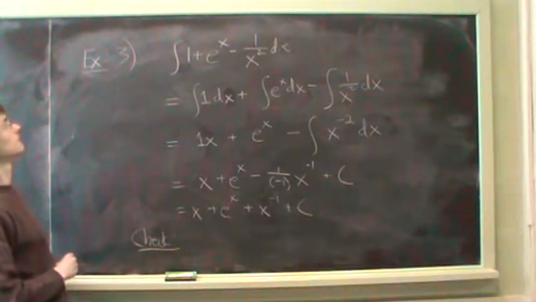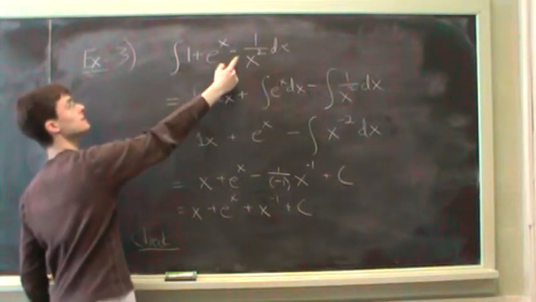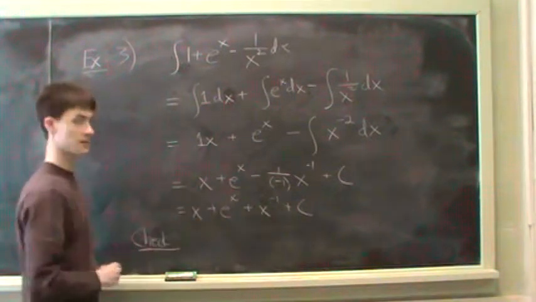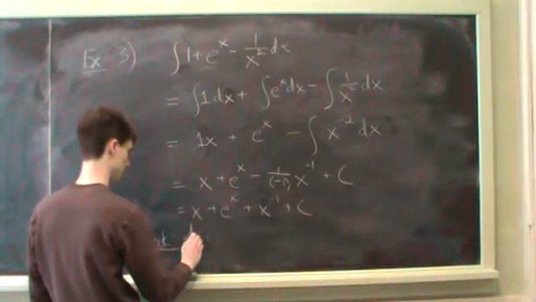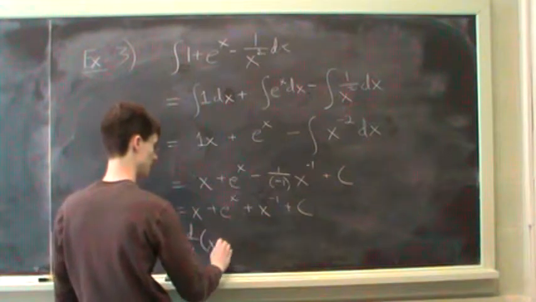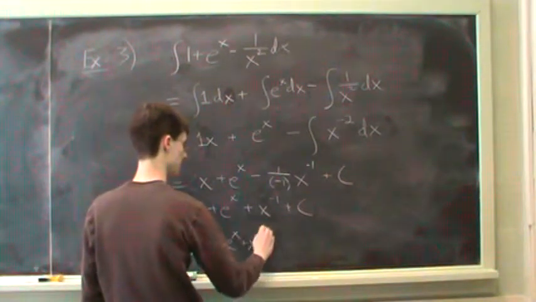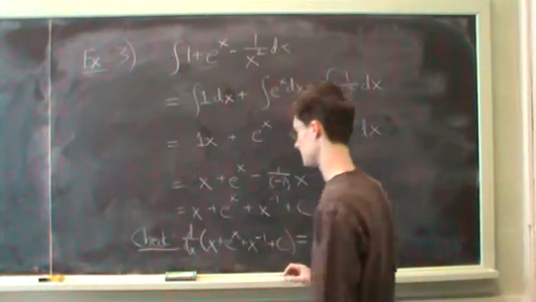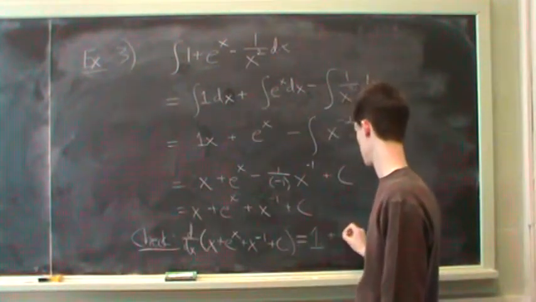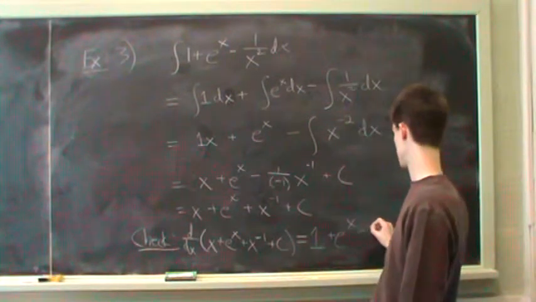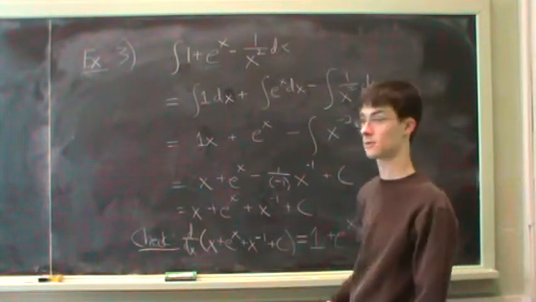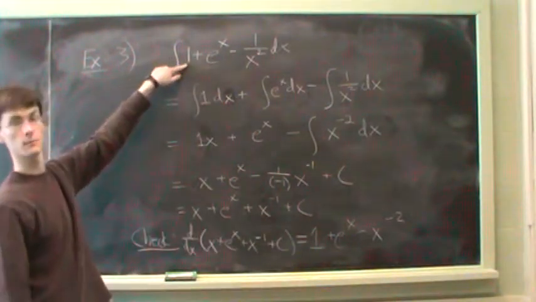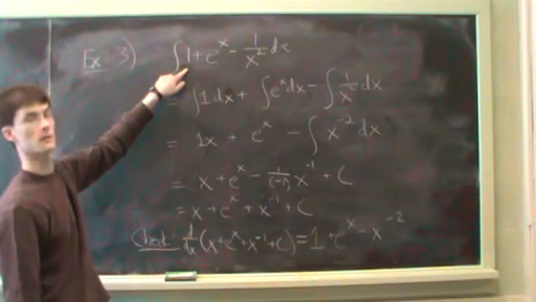And we can check that this is in fact the antiderivative of 1 plus e to the x minus 1 over x squared by taking this expression and differentiating it with respect to x. So d dx of x plus e to the x plus x to the negative 1 plus c is just going to be 1 plus e to the x minus x to the negative 2 plus 0. And that is the same as the integrand that we started with. So we have correctly found the antiderivative.